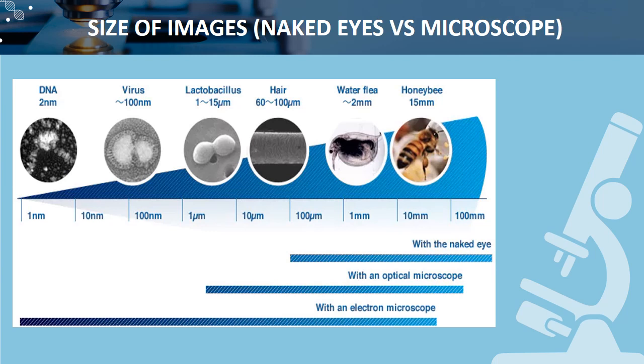Other than that, we can use the more advanced microscope, which is the electron microscope, that can magnify the images of the smallest specimens down to 1 nanometer, so that we can use the electron microscope to see the DNA.